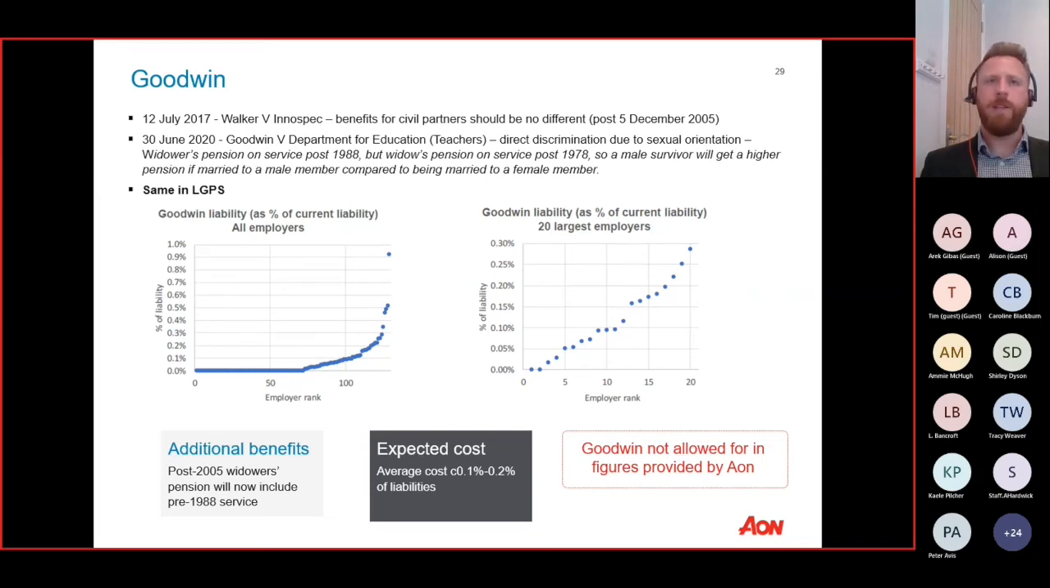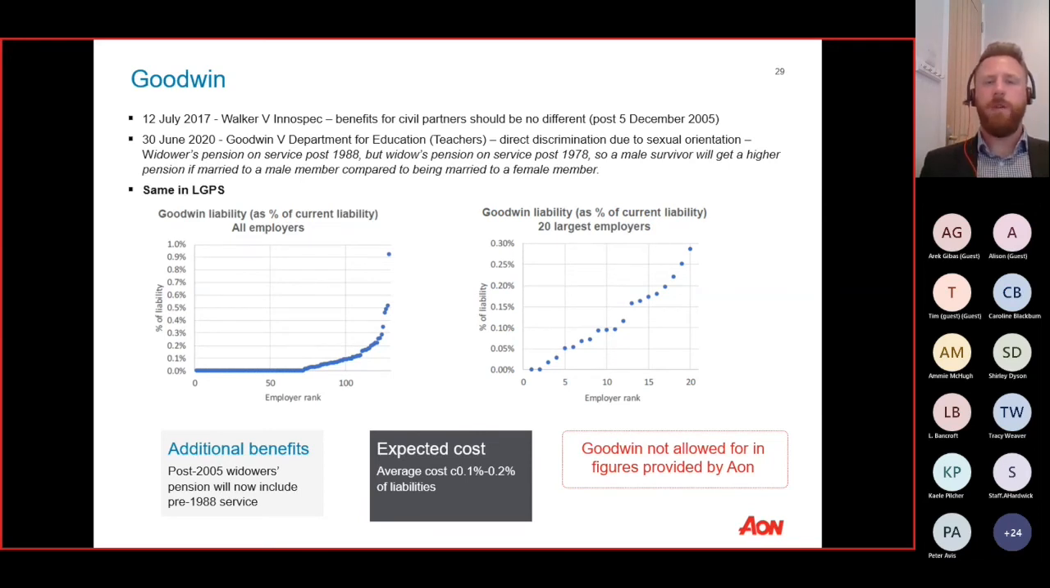But what I will say is that we carried out some calculations on an accounting basis for a sample LGPS fund last year. We drilled down to employer level. And the purpose of that was to help us form some decisions on whether we thought it was going to be an impact for employers' accounting liabilities.